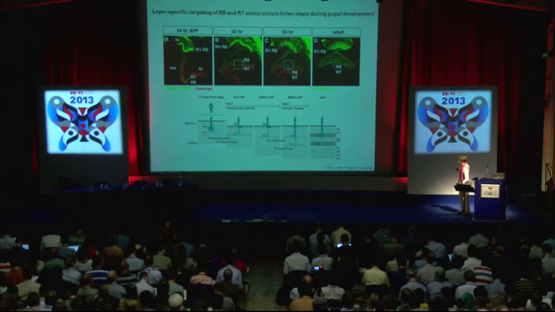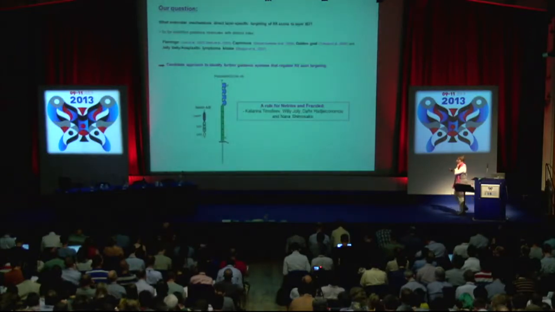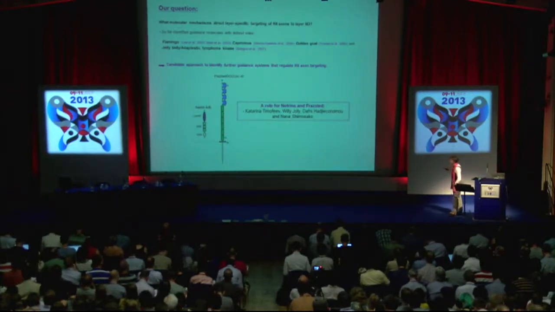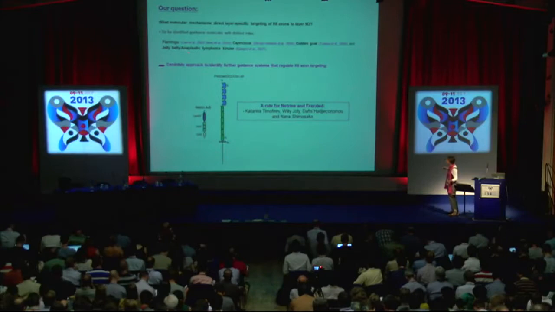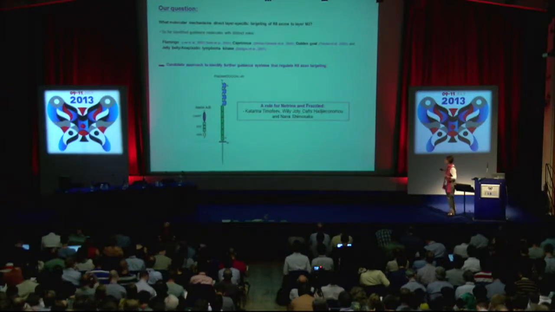Okay, so now if you focus and just ask, how does R8 get from here to here? For today, just to give you an insight a little bit, we know from other labs and our own lab that there are a couple of molecules involved in this process, like Flamingo, a non-classic cadherin, Capricious, a leucine-rich cell adhesion molecule, and Golden Goal, another transmembrane molecule. And in our lab, we identified an anterograde kinase signaling system formed by Jelly Belly and ALK.